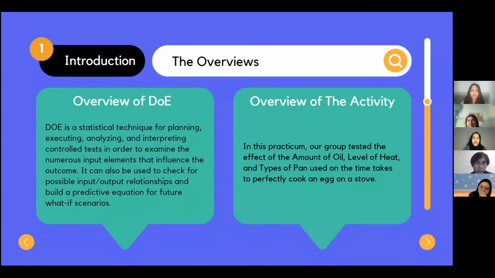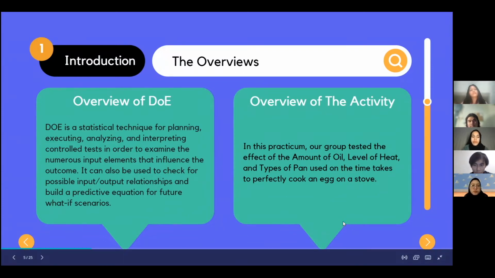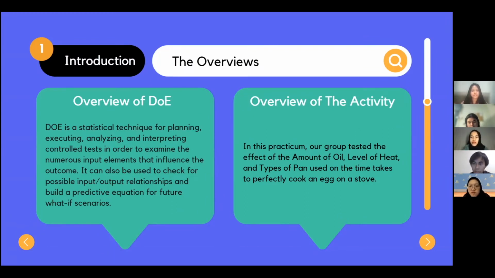Moving on to the overview, firstly, the design of experiment overview. Design of experiment is a statistical technique for planning, executing, analyzing, and interpreting controlled tests in order to examine the numerous input elements that influence the outcome. It can also be used to check for possible input-output relationships and build a predictive equation for future what-if scenarios. For our activities in this practicum, our group tested the effect of the amount of oil, level of heat, and type of pan used on the time it takes to perfectly cook an egg on a stove. Next slide.